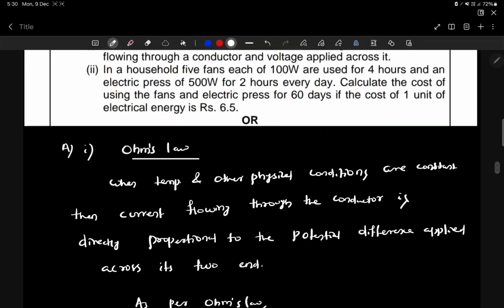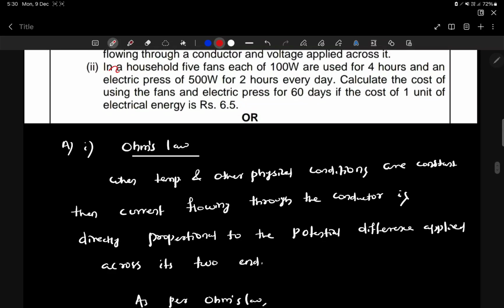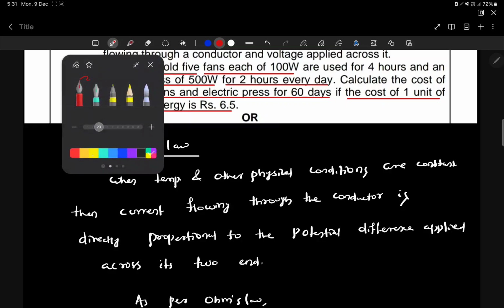Yes. Next, it is given in a household, 5 fans each of 100 watt are used for 4 hours and an electric press of 500 watt for 2 hours every day. So calculate the cost of using the fans and electric press for 60 days if the cost of 1 unit of electrical energy is 6.5. Okay. First, you read the question properly. Next, we have to calculate.